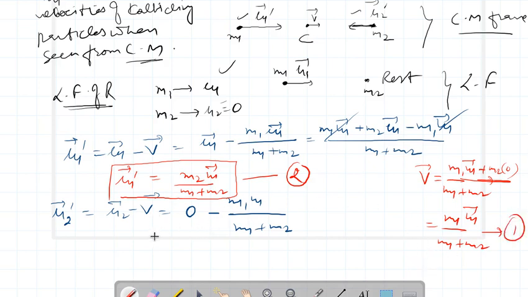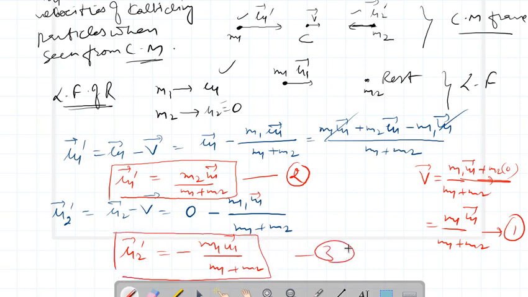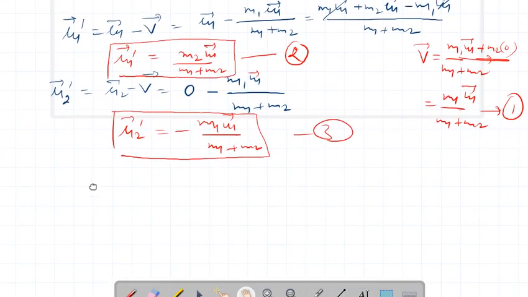And from here I can write down that u2 prime is equal to minus m1 u1 over m1 plus m2. That's what I am getting. Let me call this equation number 3. So these equations 2 and 3 suggest that both the particles are approaching each other, because in one u1 is sitting with a plus sign and here minus u1 is sitting.